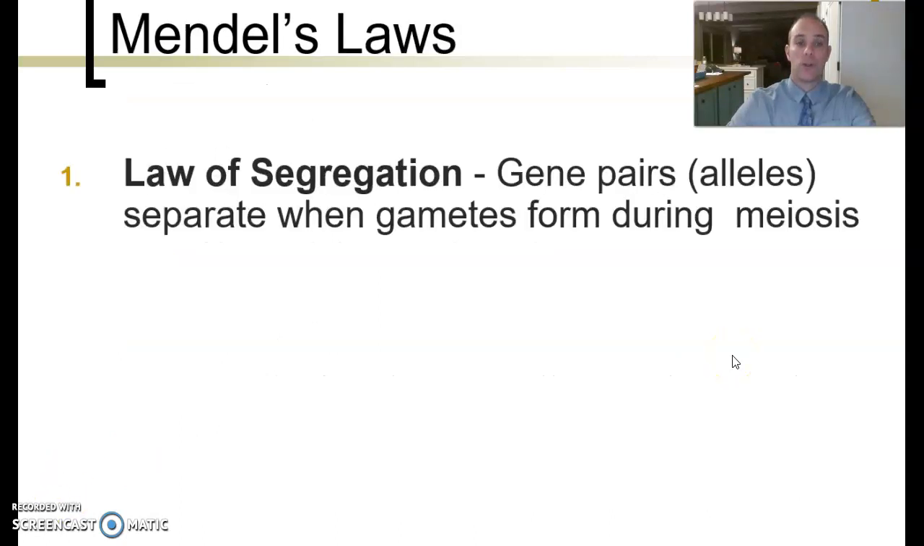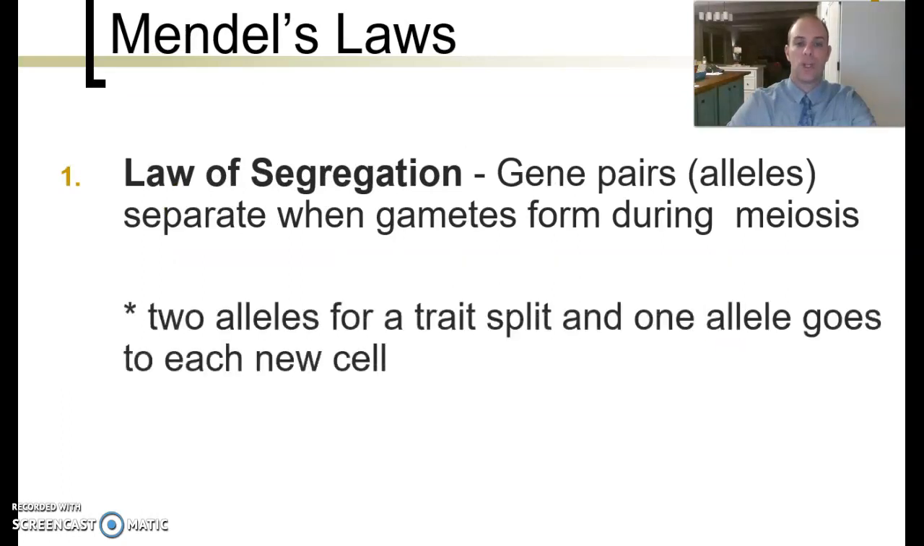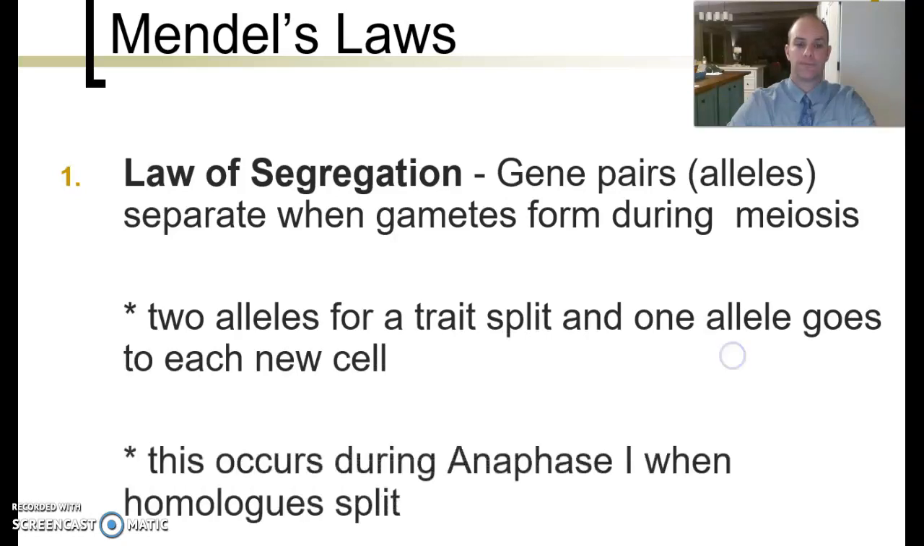And that'll bring us to Mendel's laws, the law of segregation. Gene pairs, alleles, separate when gametes form during meiosis. 2 alleles for a trait split, and 1 allele goes to each new cell. This occurs during anaphase 1 when homologs split.